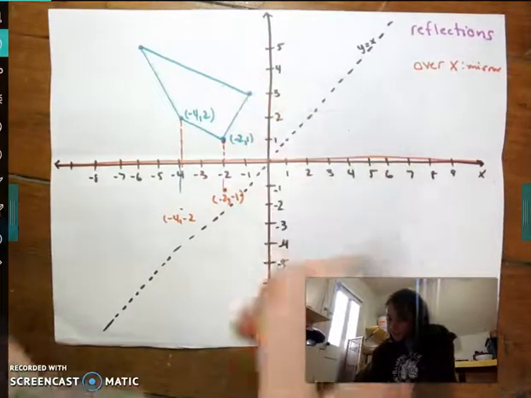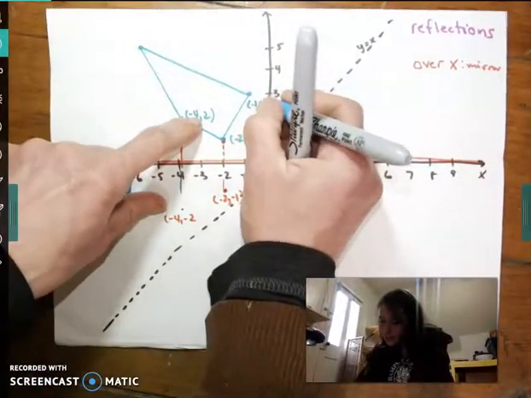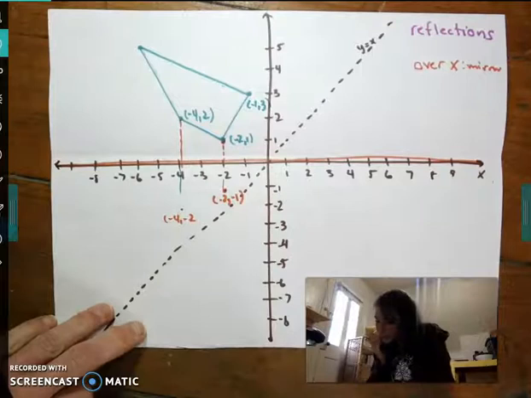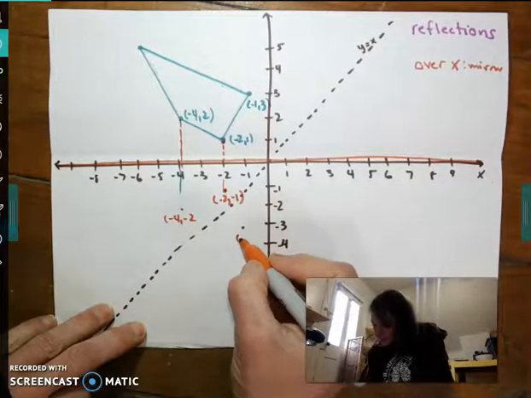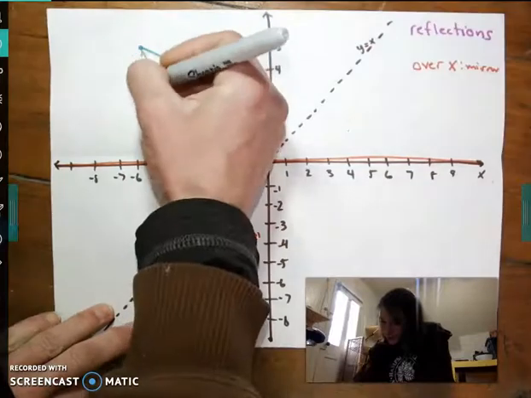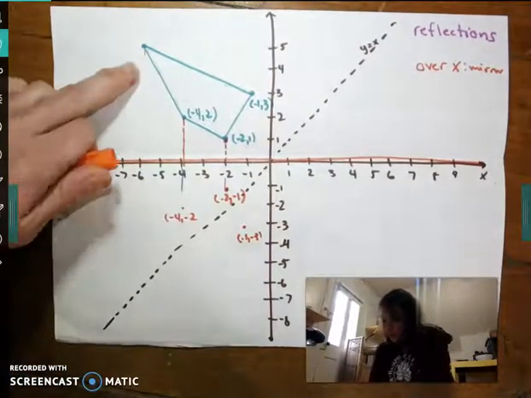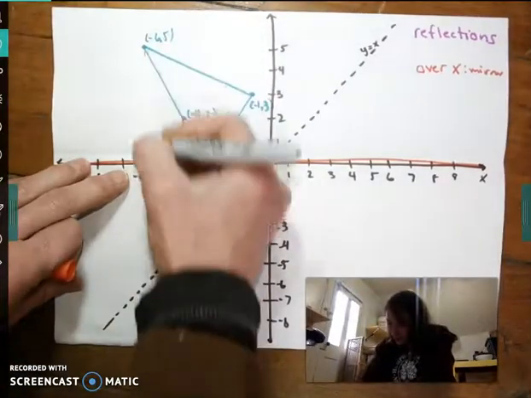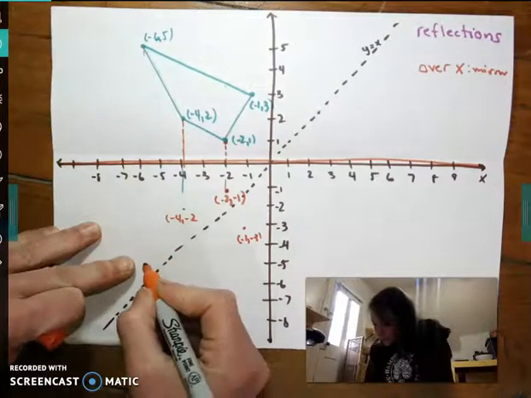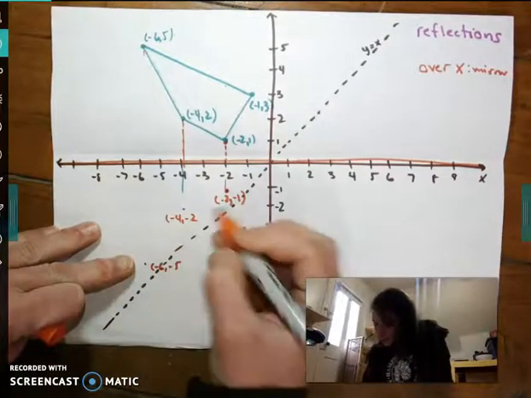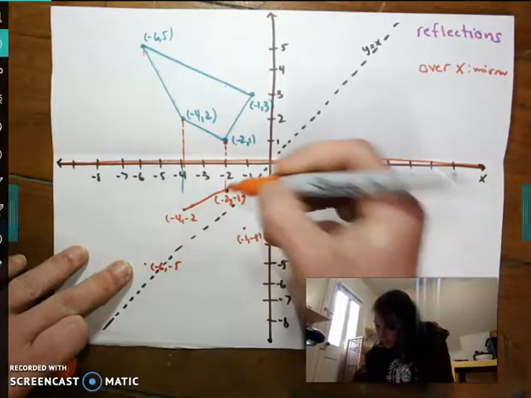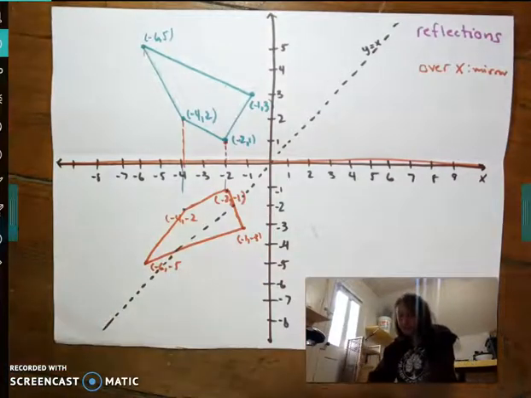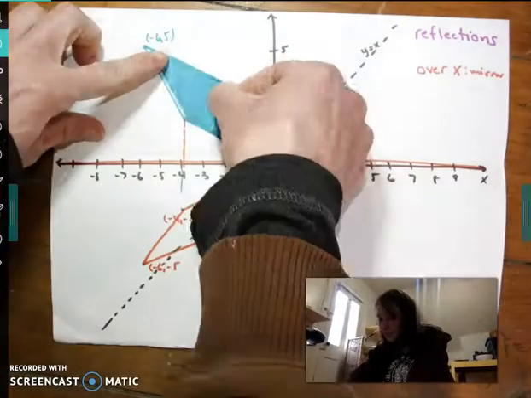This point that was at -1, 3 is going to end up at -1, -3. And this point, that was at -6, 5, is going to stay at -6, but then go down to -5. So our new shape is going to look something like this. Well, it's the same shape, it's just pointed in a different direction. It's reflected, it's flipped.